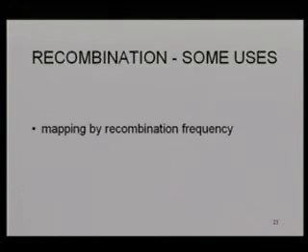So how do we use recombination? One thing is we can map genes on these viruses, because the closer two genes are, the less likely you are to get recombination between them. So it's just the same way as you would use recombination mapping in regular genetics.